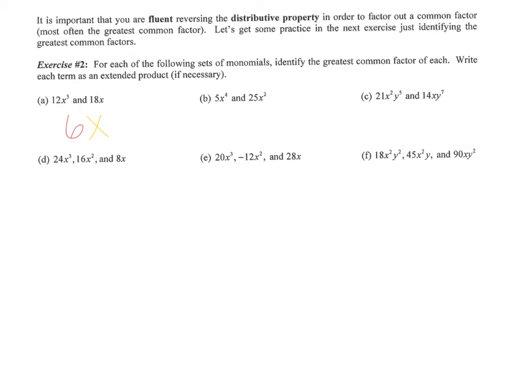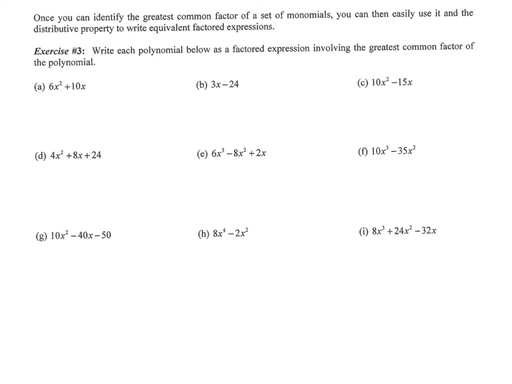Letter B, they both have at least 2x's, and the greatest number that goes between 5 and 25 is 5. Letter C, they both have at least 1x and 5y's, and the greatest common factor between 21 and 14 is 7. Letter D, they all have at least 1x, and they all have an 8 in them. Letter E, they all have at least 1x, and they all have at least a 4. Letter F, they all have at least 1x and 1y, and 18, 45, and 90 all have a 9.